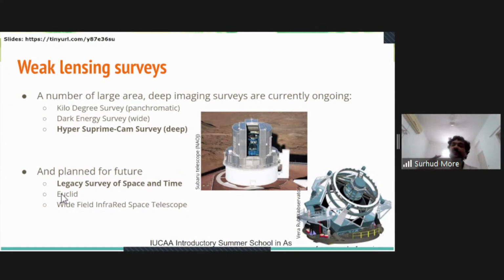Right? So it allows it to map out the dark matter distribution out to further and further away distances, because as you go deeper, you see galaxies which are fainter and fainter, which are further and further away from us, right? So these three surveys have their own niche and their results are complementary to each other. And then there are many surveys which are also planned in the future. There's the Legacy Survey of Space and Time, done by the Vera Rubin Observatory, LSST, right? So this will start around 2024.